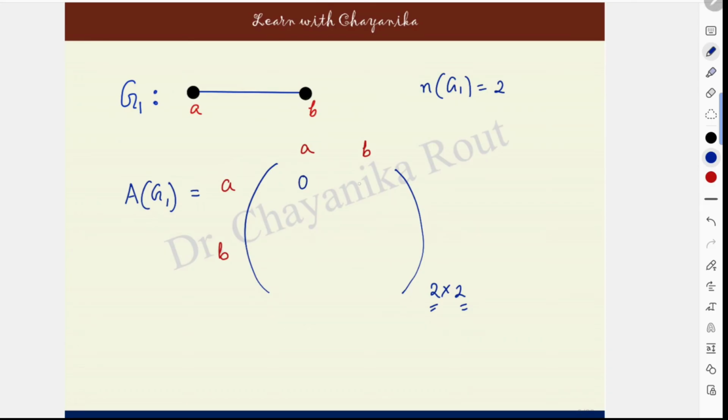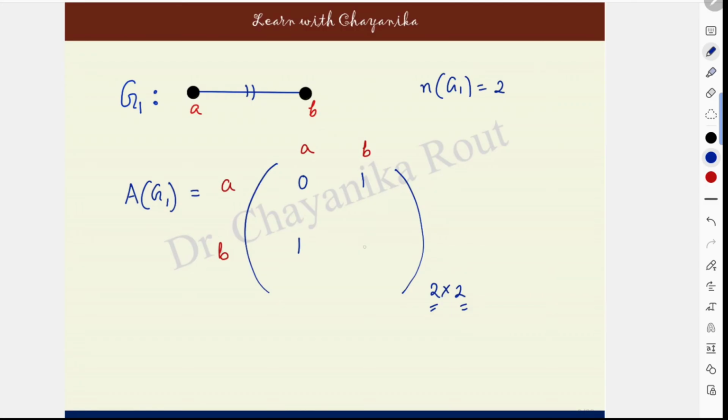Next, the first row, second column corresponds to the vertices A and B. That means how many edges are there in the graph with A and B as endpoints. As we can see in the graph, there is only one edge, that is AB, having the endpoints A and B. So the entry here would be 1. Next, the second row, first column corresponds to the vertices B and A. And the number of edges in the graph having B and A as endpoints is only 1. There is only one edge, that is AB itself.